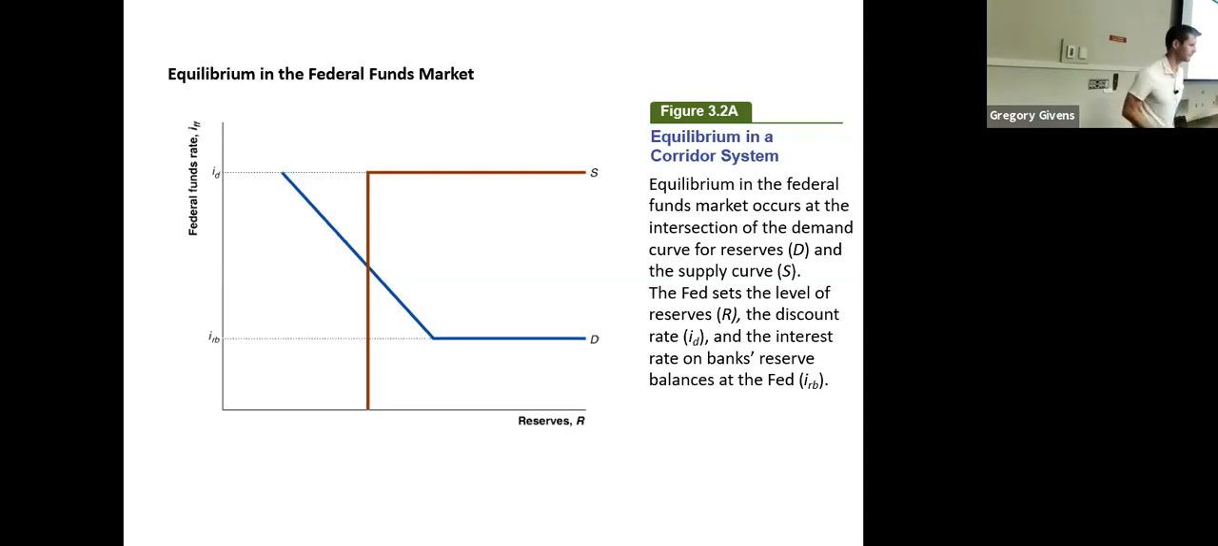Now let's think about this for a second. This is a critical part of the analysis. Why do you think the demand for bank reserves system-wide is perfectly flat once we get to the interest rate on reserve balances? In other words, why can't the funds rate go below the I_RB rate?